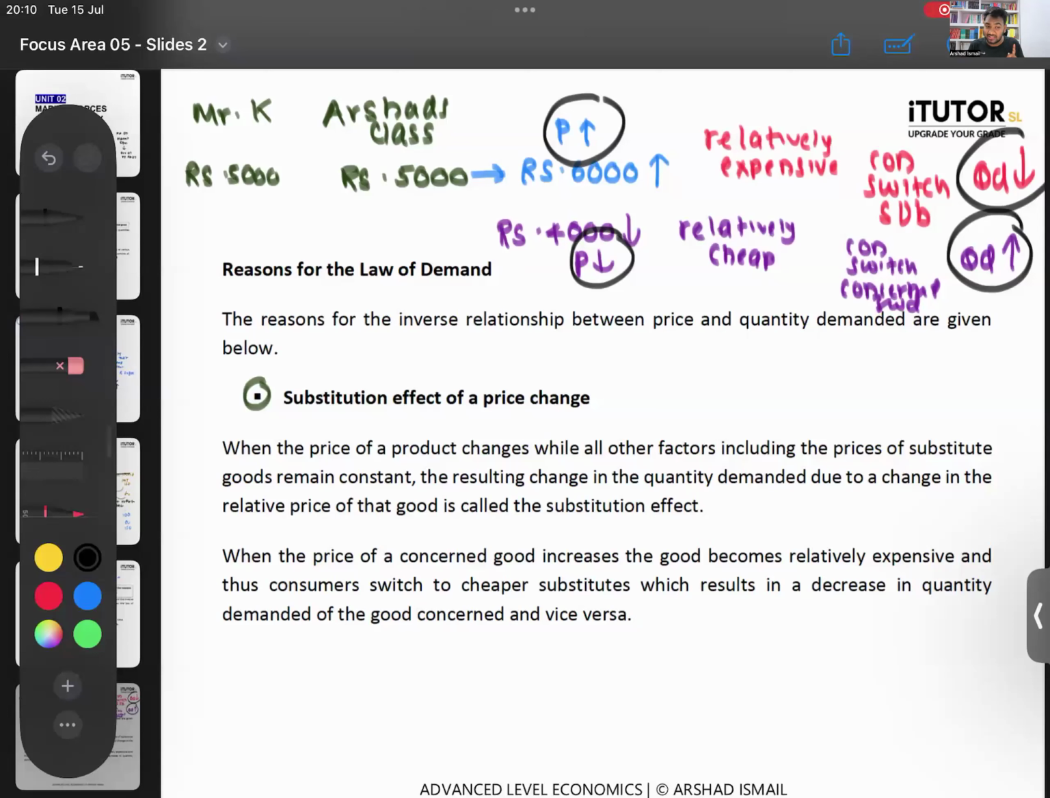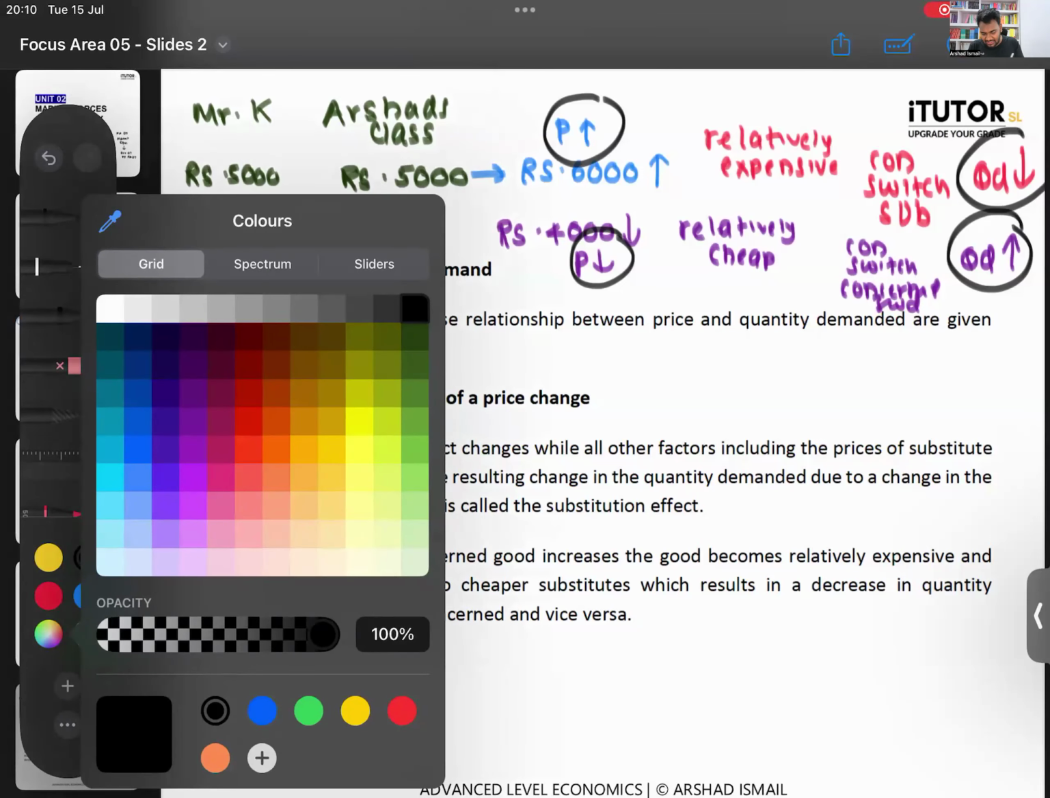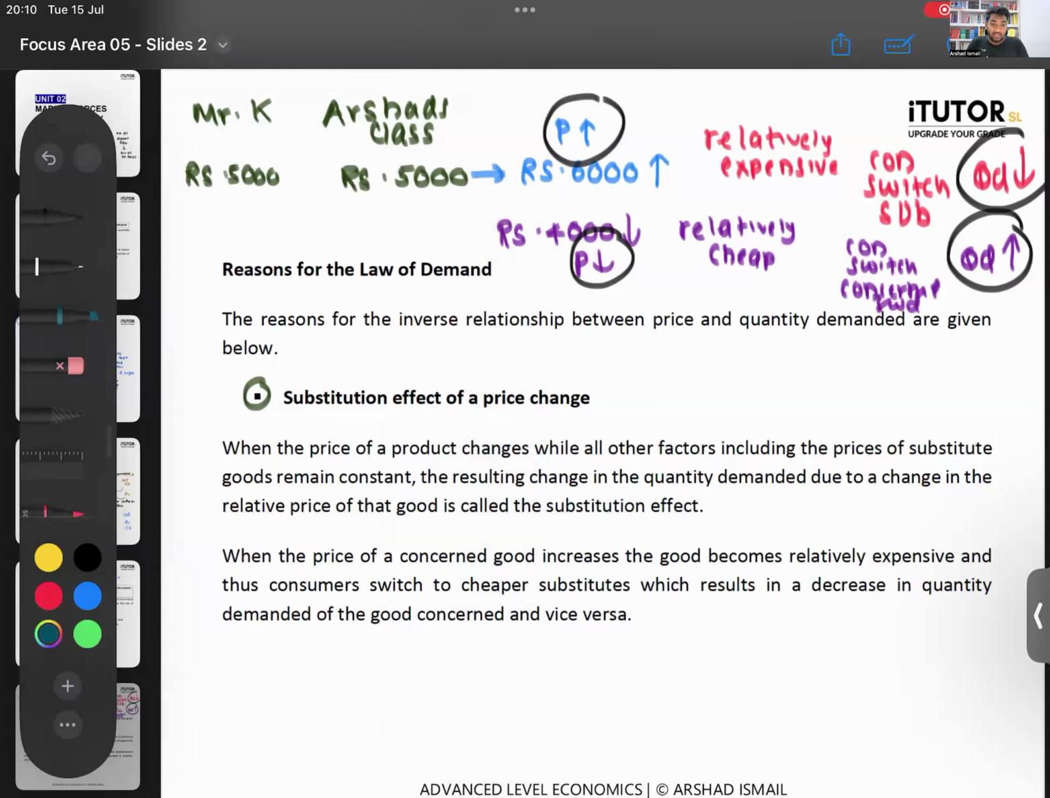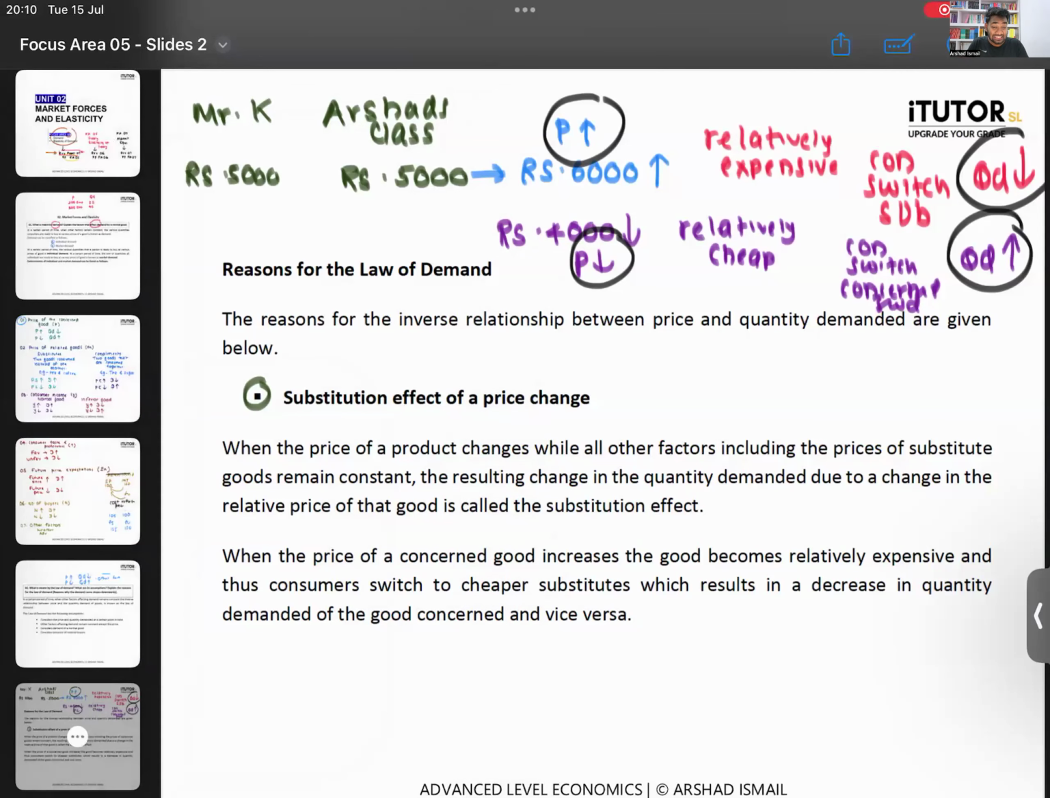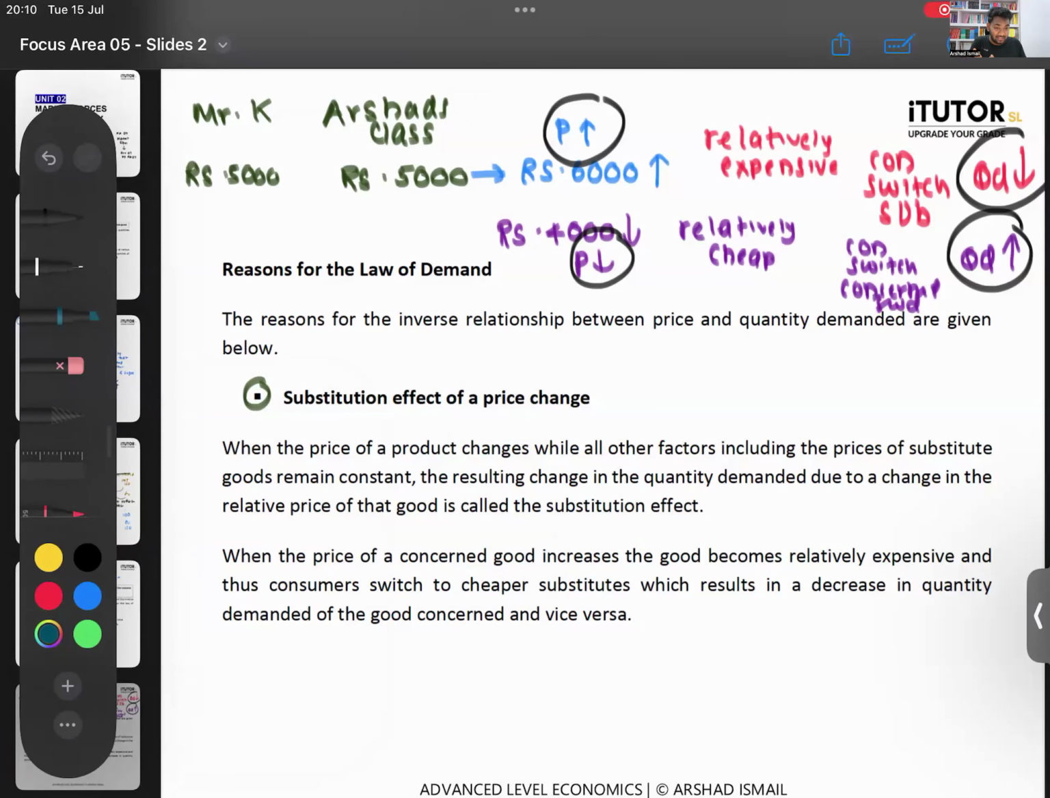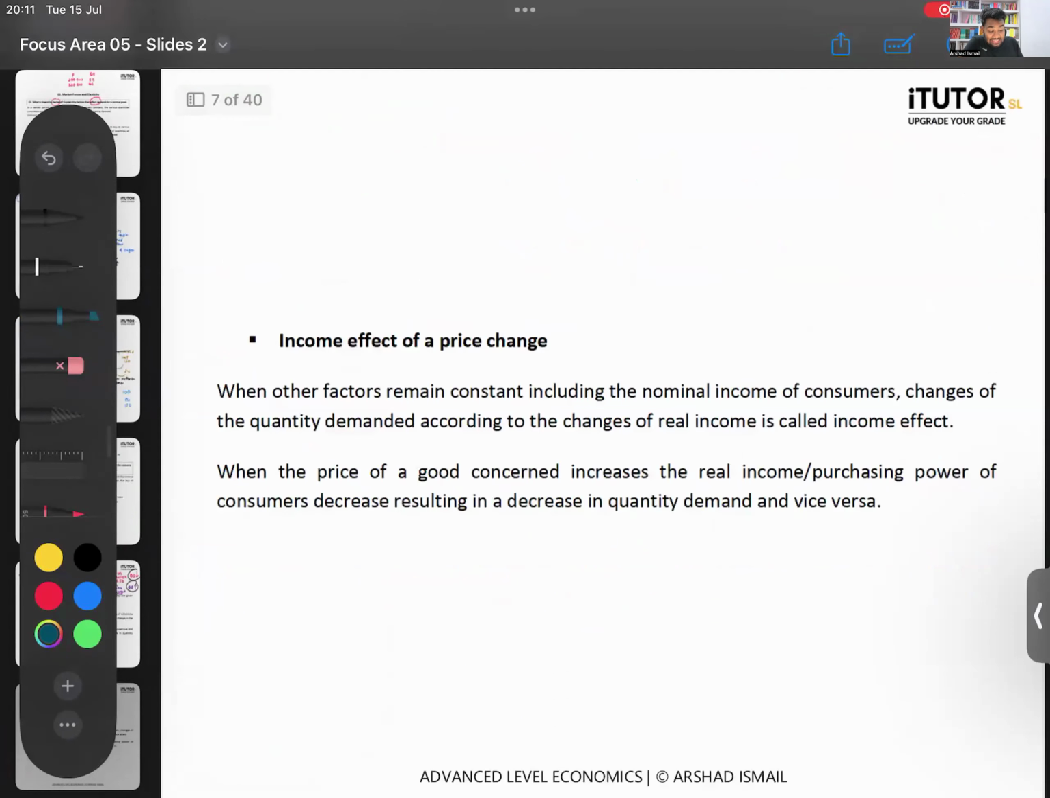That's one main reason for the law of demand, negative relationship. What's the second reason? I want you all to give me an answer. Why do you have a negative relationship between price and QD? The second reason is the income effect. So what is this income effect? Negative relationship. Price increase, QD will decrease. So what's income effect?